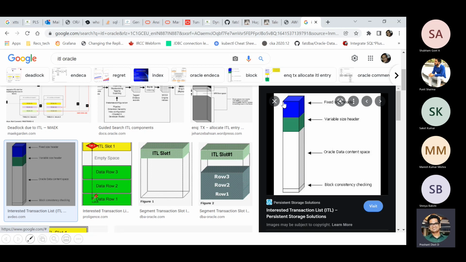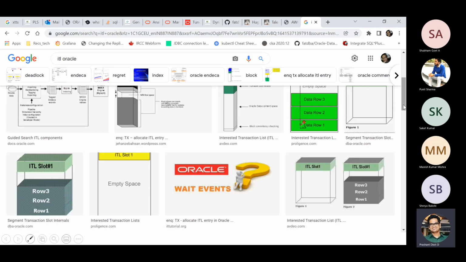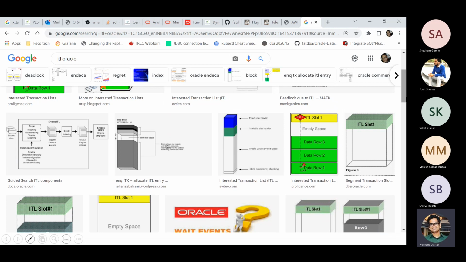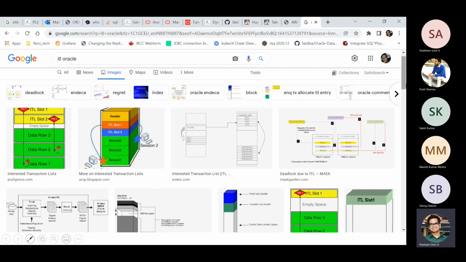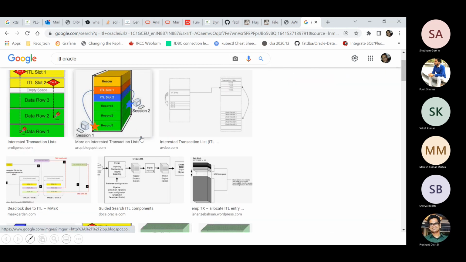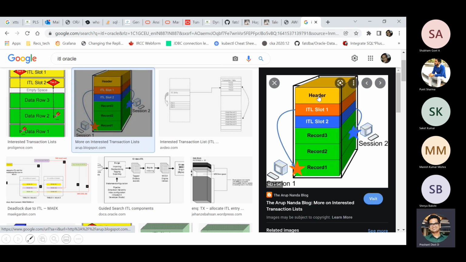In this particular variable header area, there is a thing called the interested transaction list. Let me show you this structure. This is it. This is the fixed header, and in the variable header, you've got ITL slots, right?